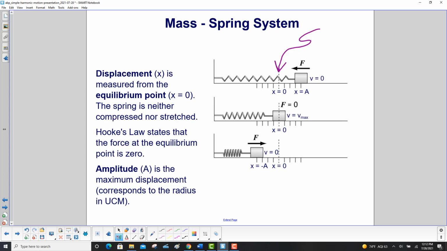Amplitude is the maximum displacement. So in this case, here's your equilibrium. If you were to pull the spring out to here, that distance A is the displacement. That corresponds to the radius in uniform circular motion.